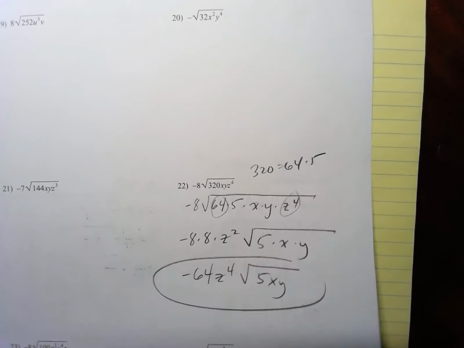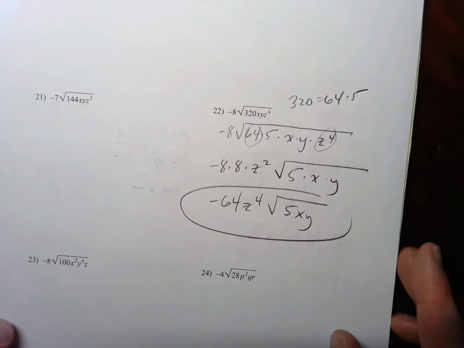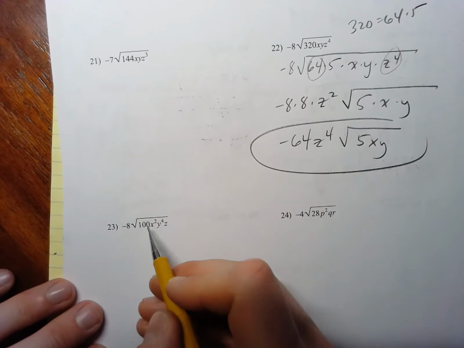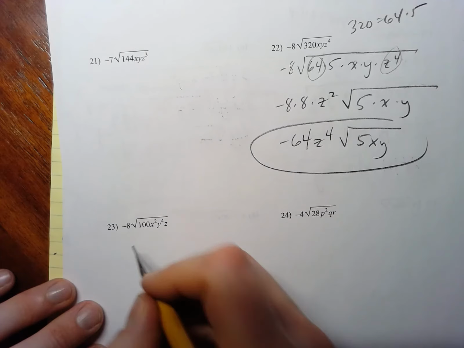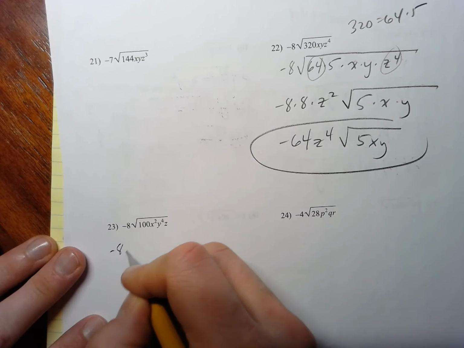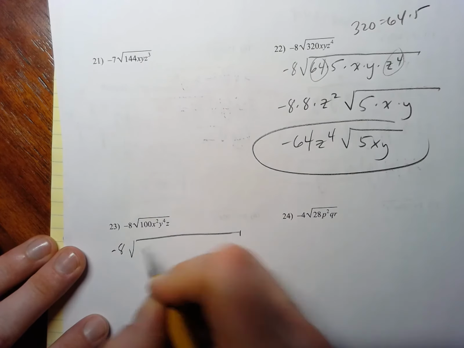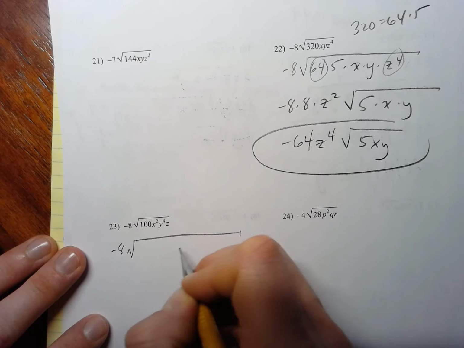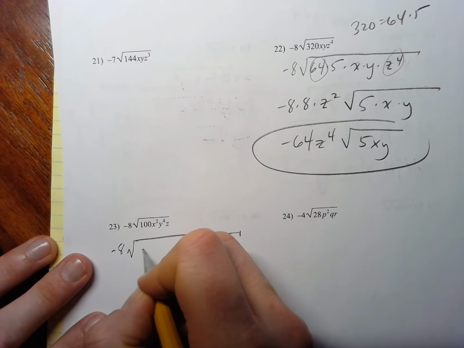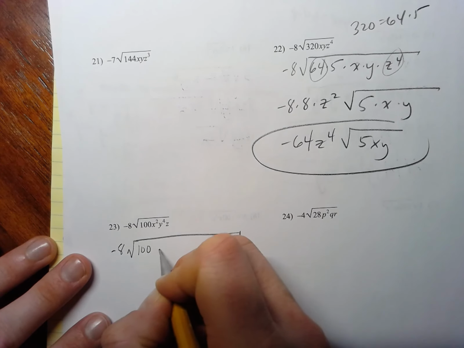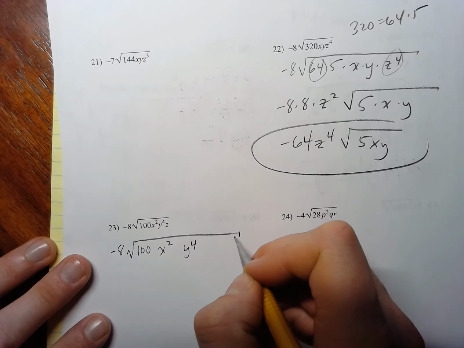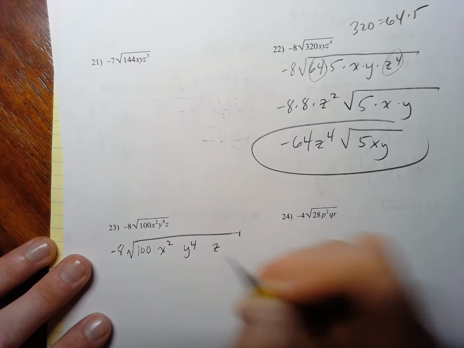Okay, and last one I want to do here, this illustrates my point earlier of the absolute value on squares but not on fourths. So my voice is getting tired, I'm sorry. So the 100 is going to come out as a 10, the x squared is going to come out as an absolute value of x, the y to the fourth is going to come out as a y squared, and the z is going to be left over.